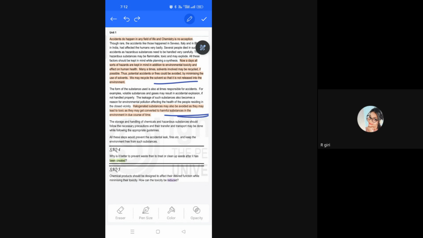So halogen, chloride, bromide, iodide, not iodide, chloride and fluoride are more dangerous. So halogenated substance may also be avoided as they may lead to toxic, as they may get converted to harmful substance in environment in due course of time.